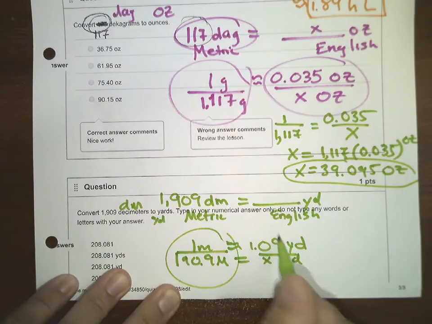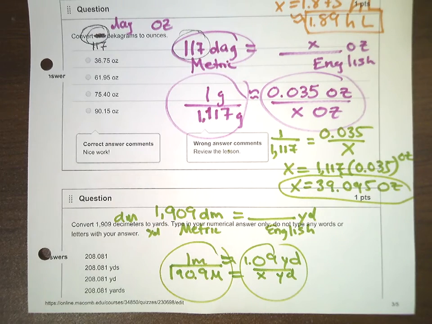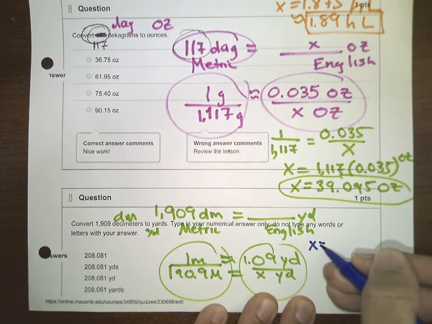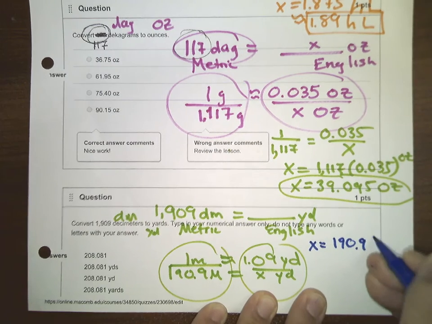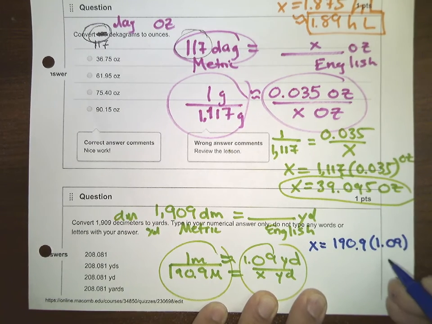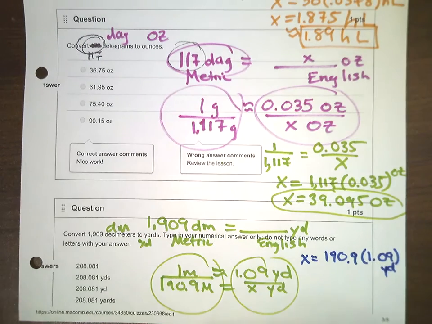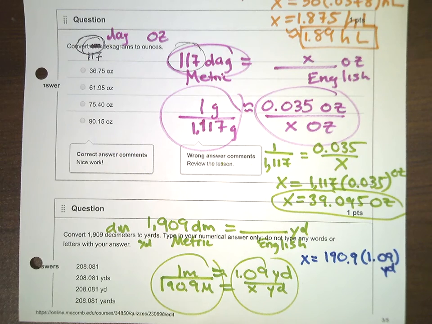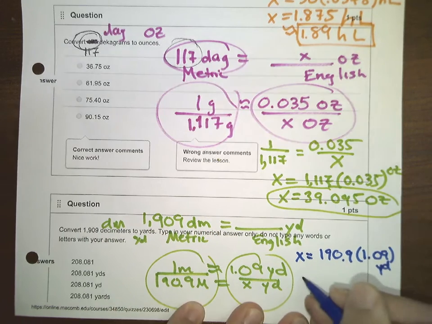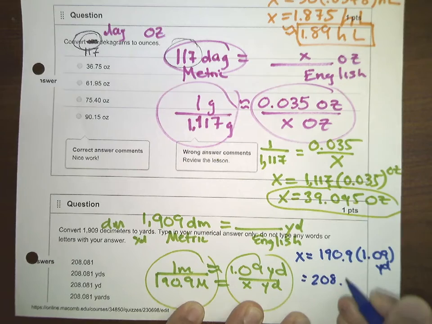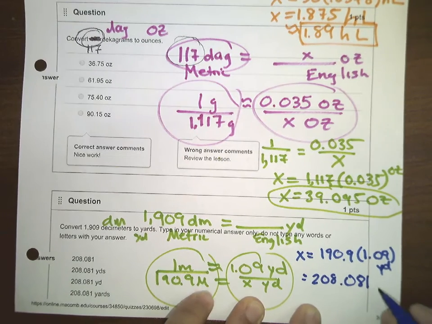So these are both meters, these are both yards. So what do we have when we cross multiply? Well, X is approximately 190.9 times 1.09. And the answer will be in yards because X was in yards. So 190.9 times 1.09 is about 208.081, and that will be yards.